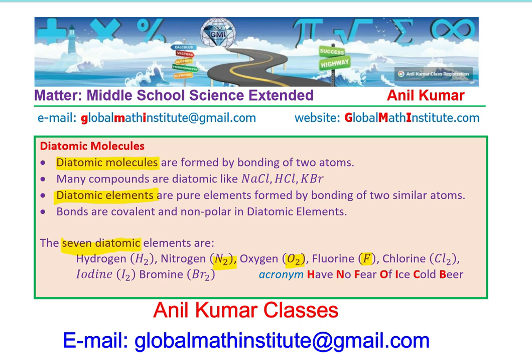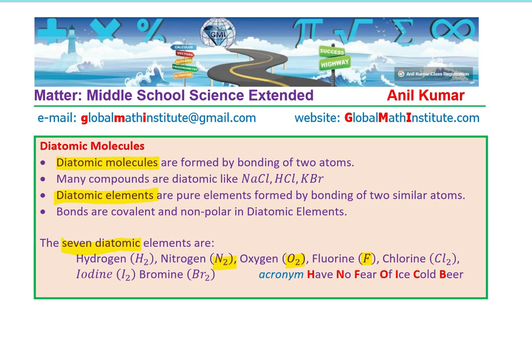Now you can use this acronym, which is very popular. Have no fear of ice cold beer. So the initials: hydrogen, nitrogen, fluorine, oxygen, iodine, chlorine, and bromine. That way you can easily remember the diatomic molecules.